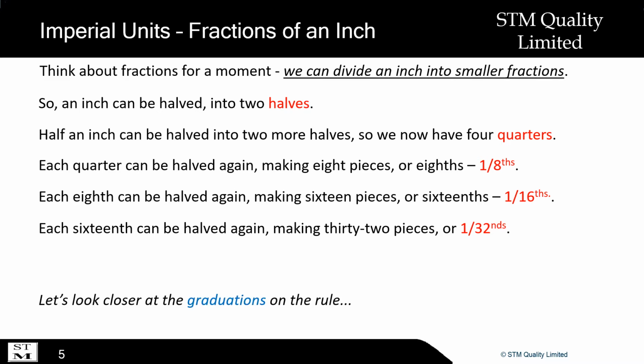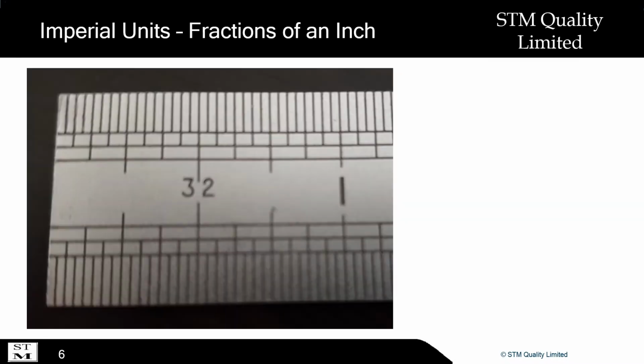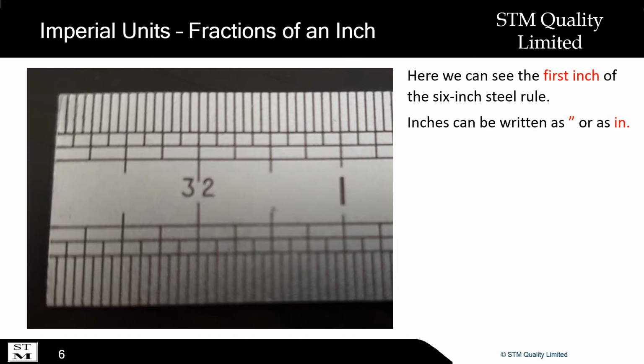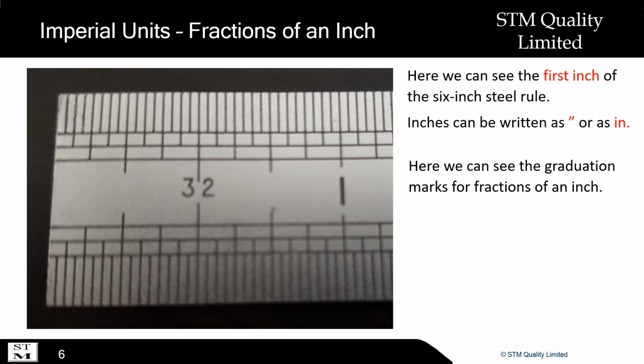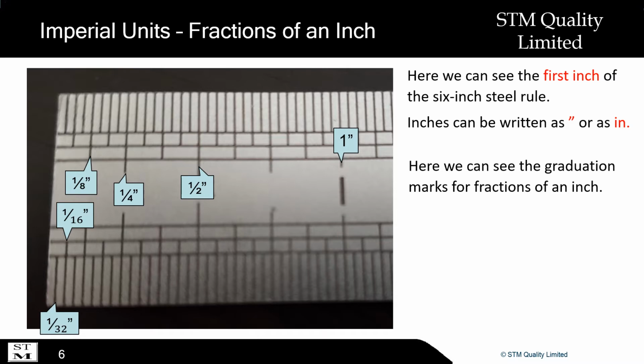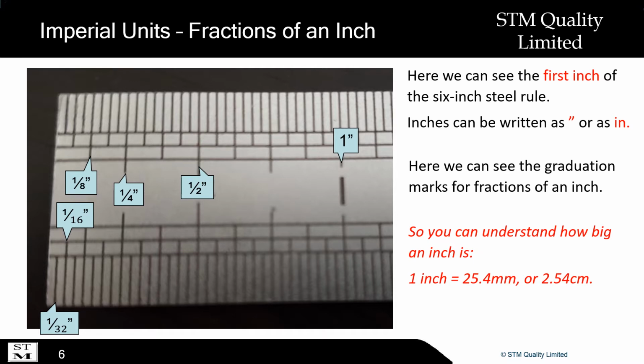Let's take a closer look at the graduations on the rule. Here we can see the first inch of the 6-inch steel rule. Inches can be written as 2 apostrophes or as in. Here we can see the graduation marks for fractions of an inch. So you can understand how big an inch is, 1 inch is equal to 25.4 millimeters or 2.54 centimeters.